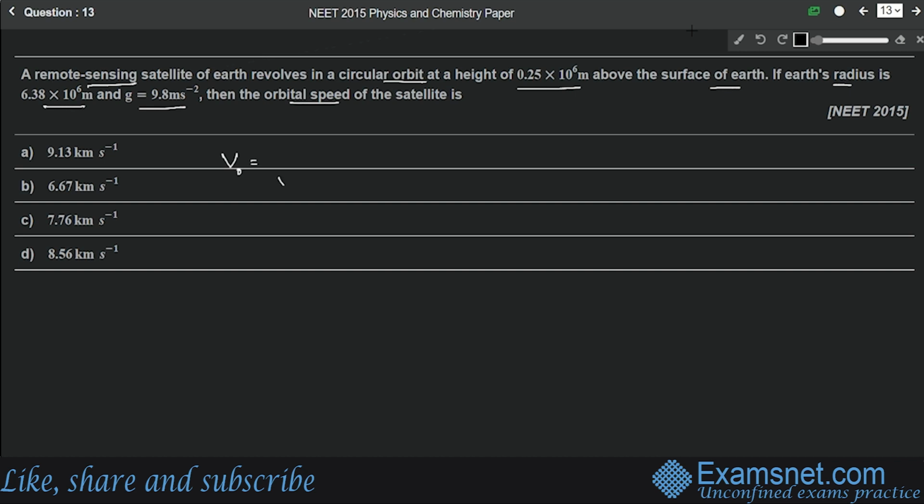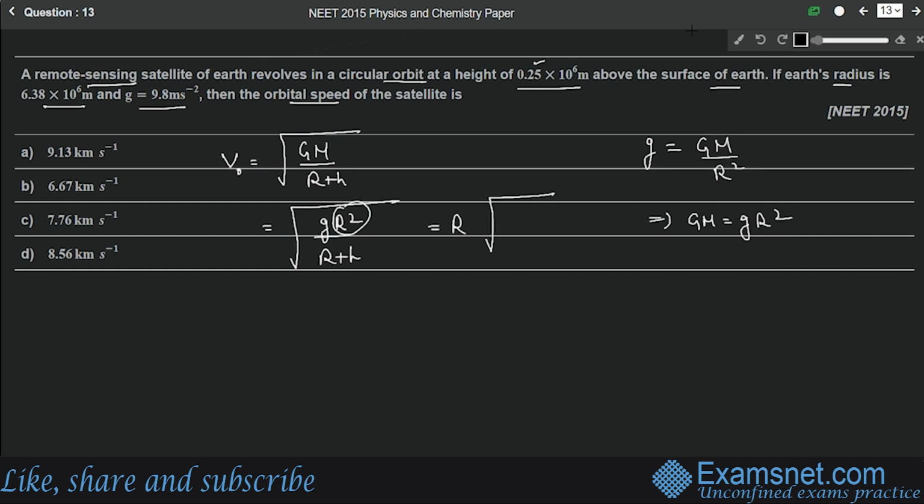Okay. So we have to find the orbital speed of the satellite, that means v0. We have a direct formula for this, under root GM upon r plus h. h is the height, given as 0.25 × 10^6 meter. And we know that small g, the acceleration due to gravity, is equal to GM upon r squared. So in place of GM, we can write g r squared. Let's put this in the formula. We have g r squared upon r plus h. Now here we have r squared, so we can take r outside the root. So it will be r times under root g upon r plus h.